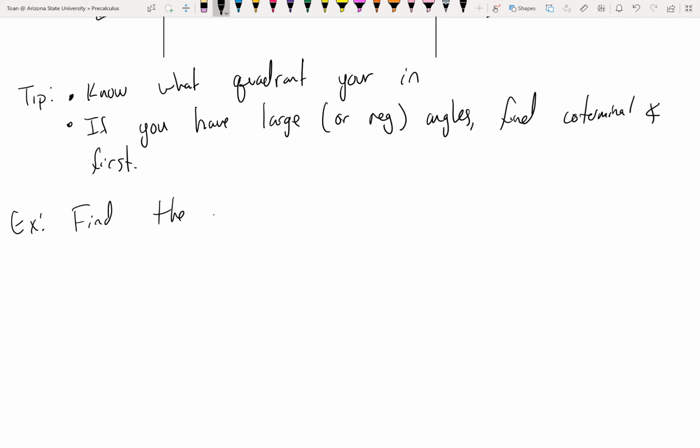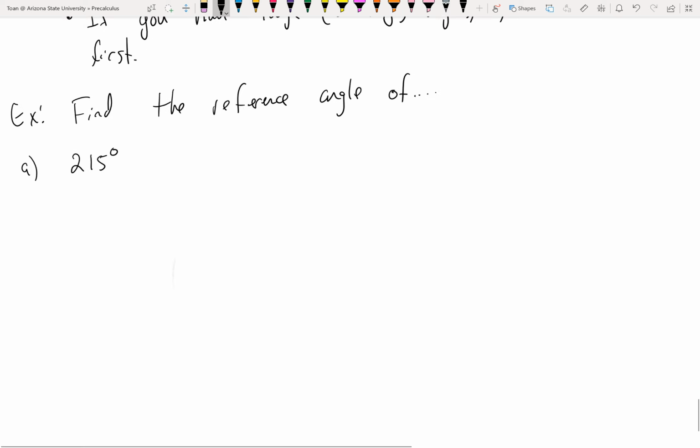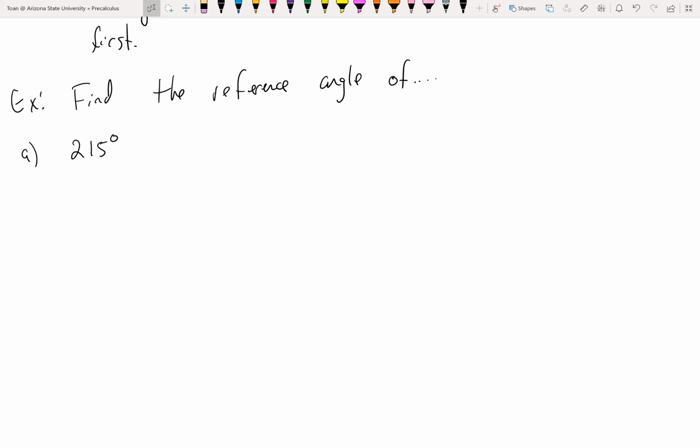So find the reference angle of, let's do a handful. Let's say 215. Well, the first thing you need to do is visualize what quadrant 215 is in. And again, I hope it's pretty obvious if you know your degree system. This is 0, this is 90, this is 180, this is 270. That 215 is between 180 and 270.